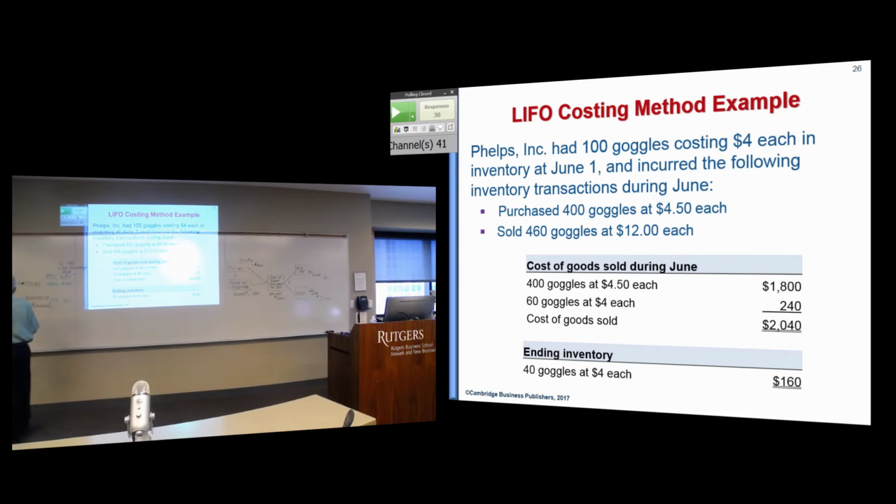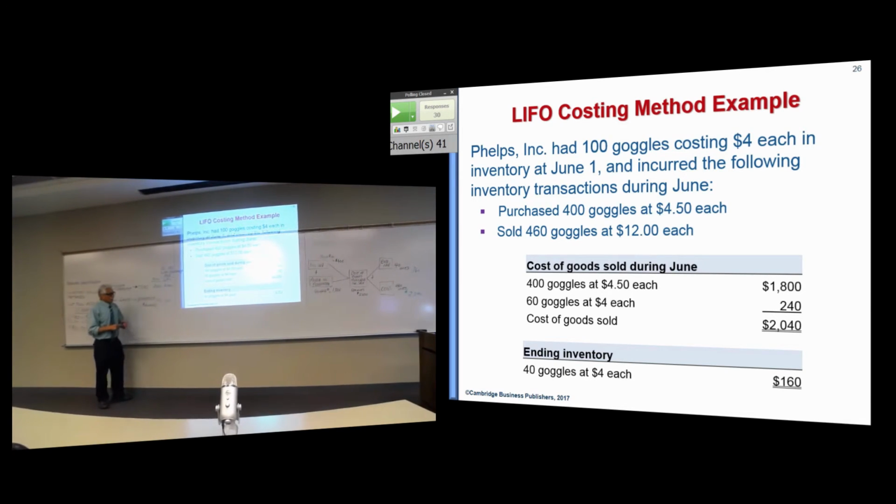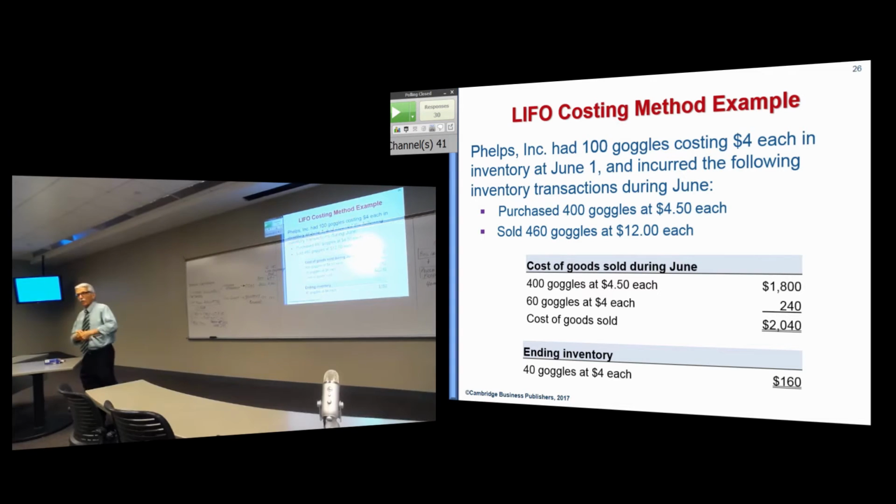Now, what about the balance sheet objective? Well, we believe that FIFO gives us a better balance sheet. I'm going to do this all again when we do our next example, but FIFO gives you a better balance sheet. Why? It is measuring inventory at a value that's close to current cost. It's close to its replacement cost.